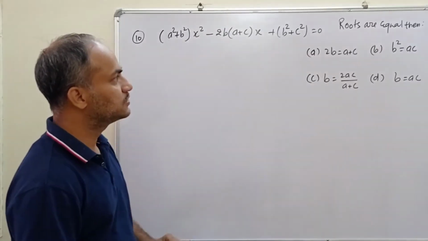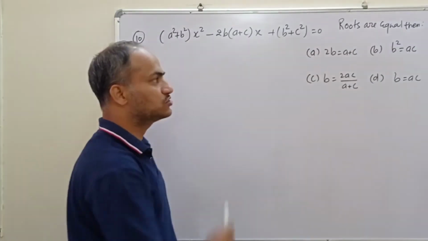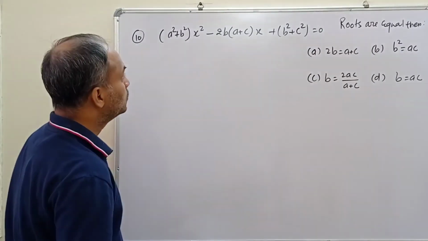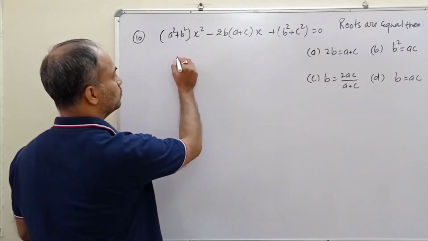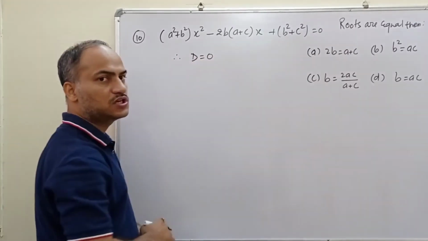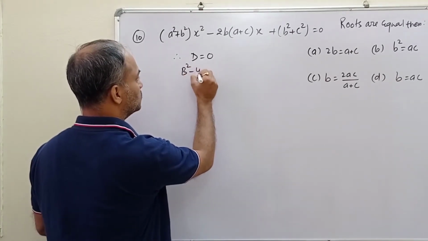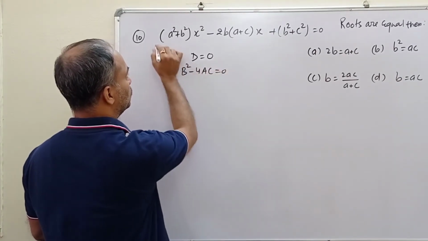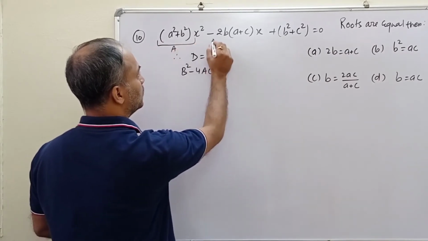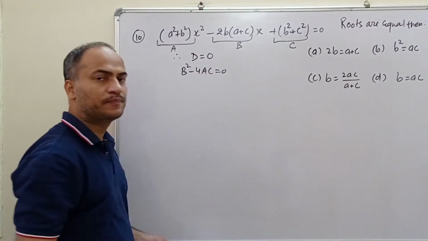Question: one equation is given to us and the roots of this equation are equal, and we have to tell which option is correct. So here we see the simple condition: when roots are equal, we get D is equal to 0. Okay, you can write. So here b square minus 4ac will be 0. Okay, this value is a, this value is b and this value is c.